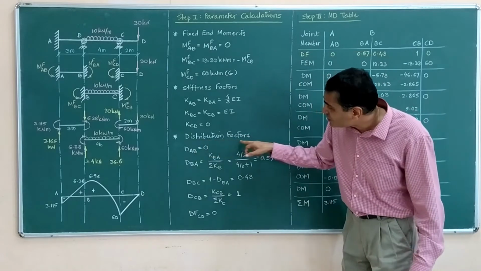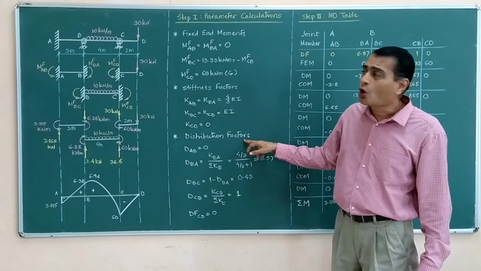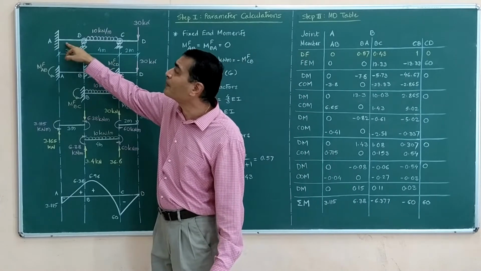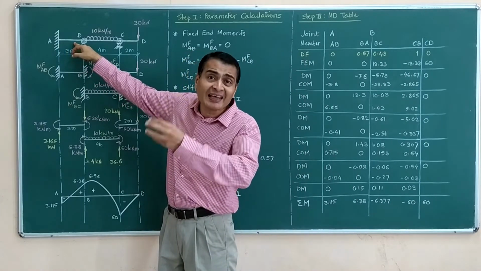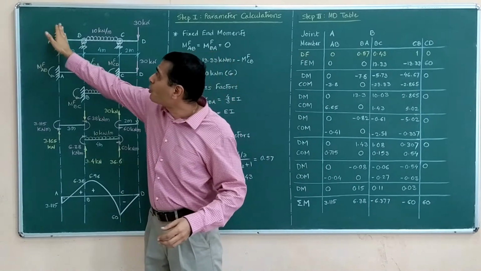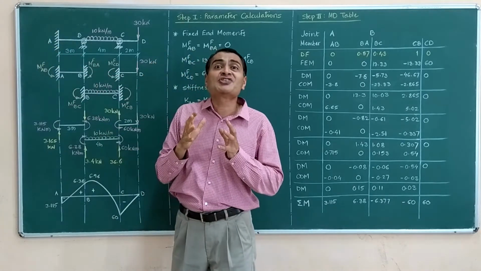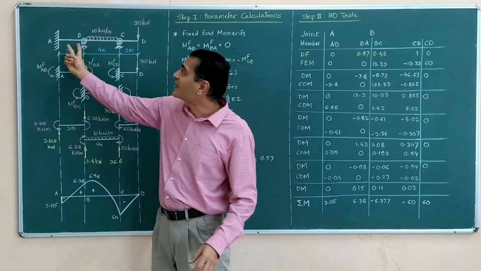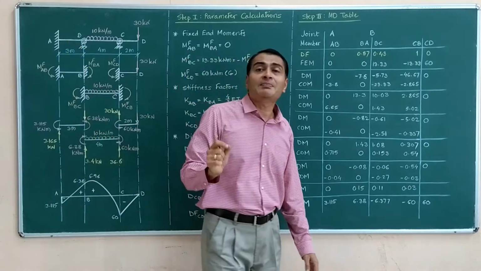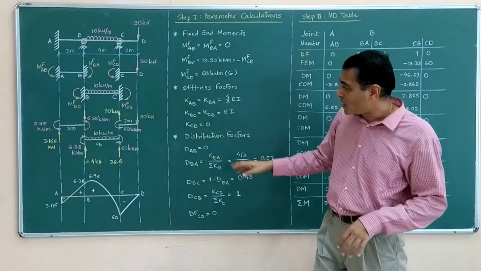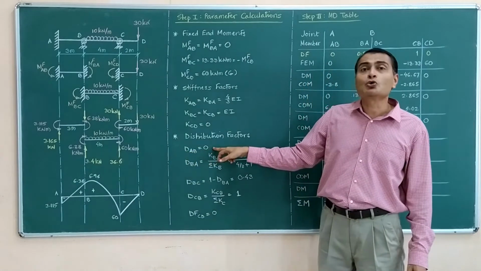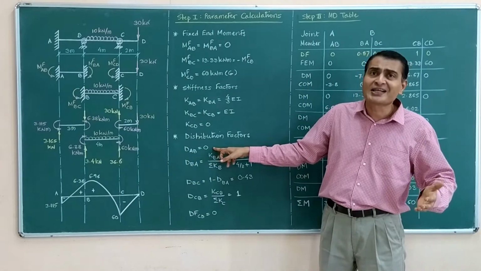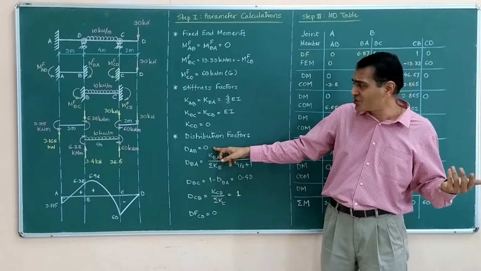Then I start with distribution factors. Already we are aware that when I think of distribution factor of member AB at A, since this wall is infinitely stiff, total moment will be absorbed by the wall and distribution factor for AB is 0. So I have written DAB equal to 0. We had opportunity to discuss this in details in my earlier lectures.